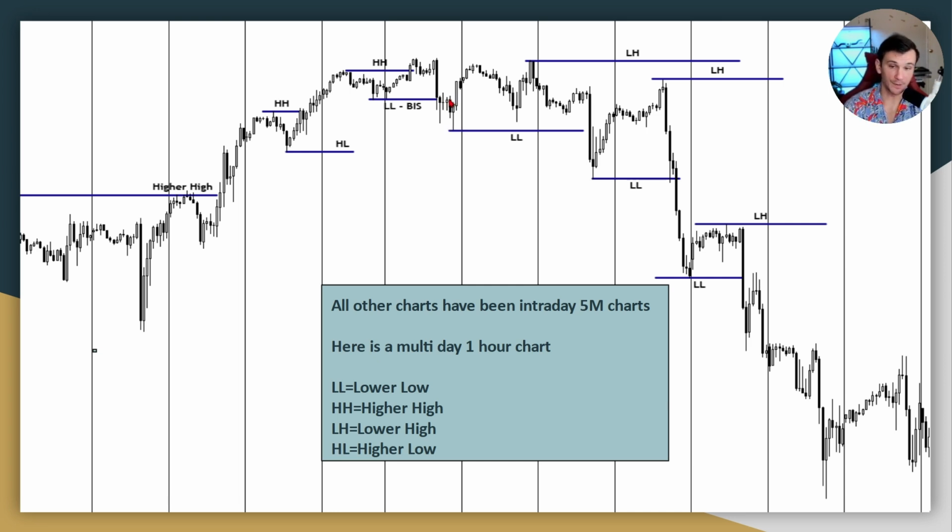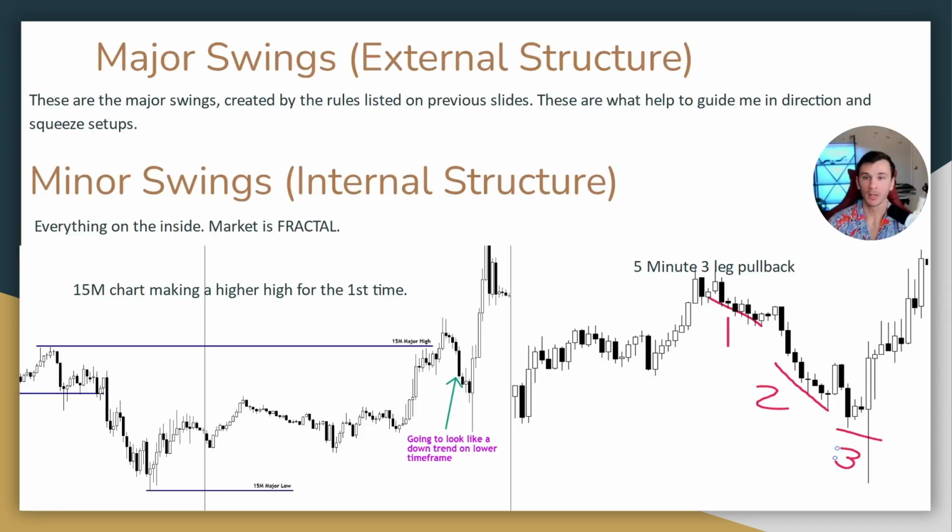changing directions. We get a pullback, and then we continue to make lower low and lower high structure, and that will continue until we make a higher high and maybe the market decides to go back to an uptrend or maybe an extended period of consolidation. Before I even start the slide, do not let the fractal nature of markets or internal swings start to confuse you.